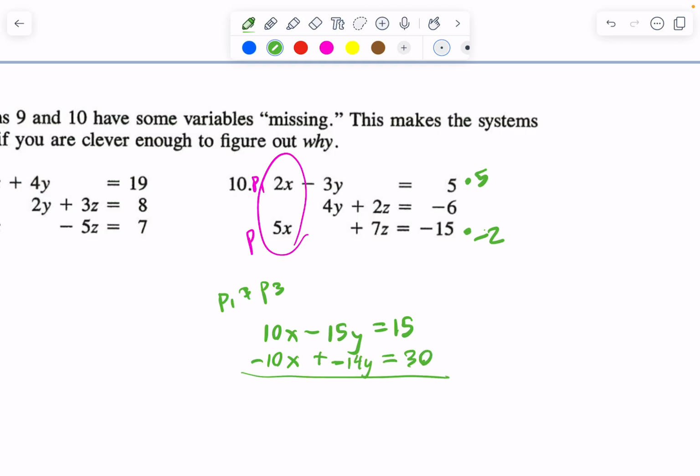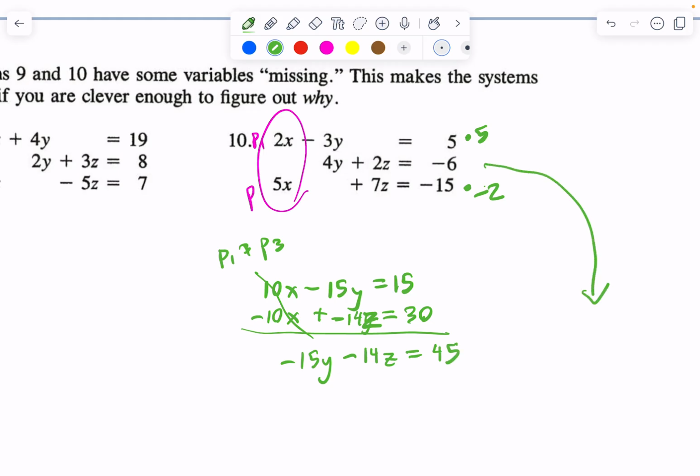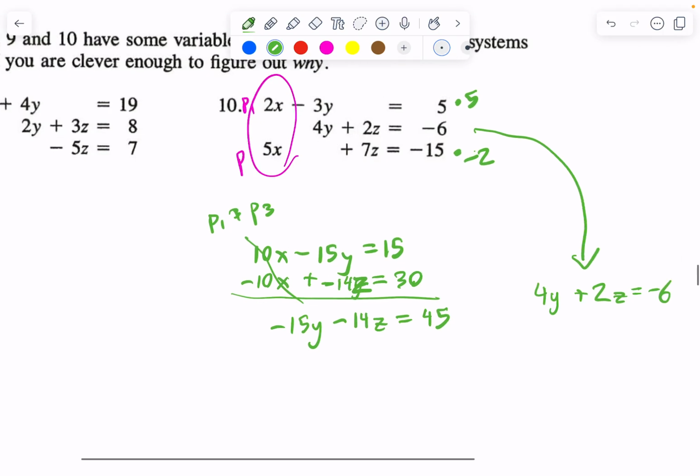When I sum these together, oh, I wrote y, that's z, sorry, my bad. Look at all these mistakes. When I add it together, we get negative 15y minus 14z equals 45. And we just have an equation already done for us that is 4y plus 2z equals negative 6. That already has the x's eliminated, so it saved us a step.